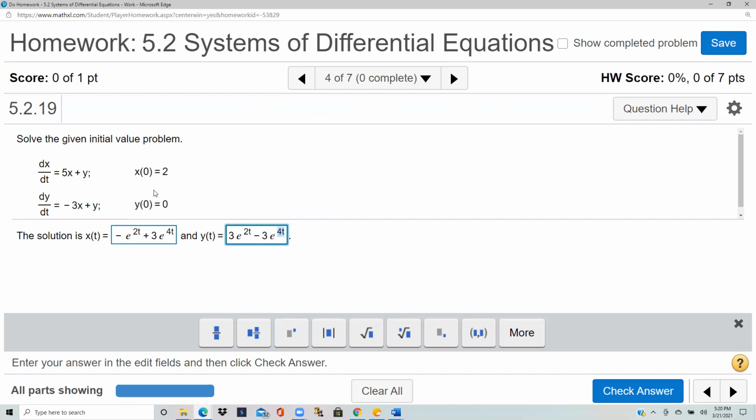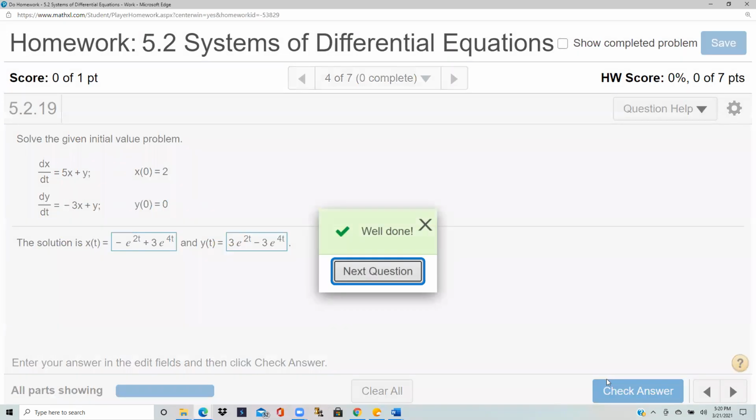And then the derivative of x should be 5x plus y. But like in an exam, you can check, whatever you have for x, you take its derivative and then find out if that does equal 5x plus y, and same for the other one. And then in the exam, once you have time to check it, there's no way you can get this wrong.